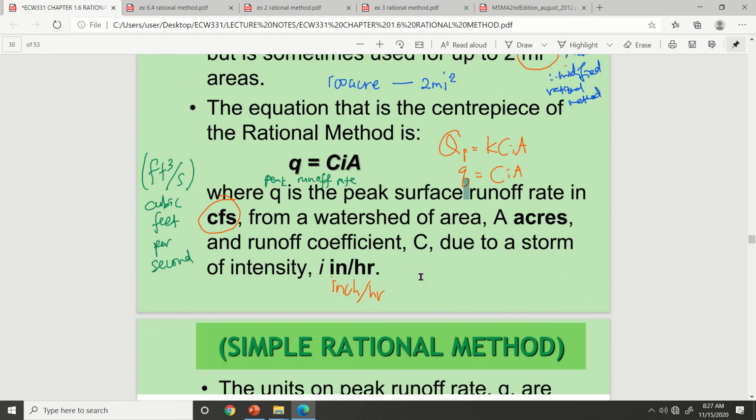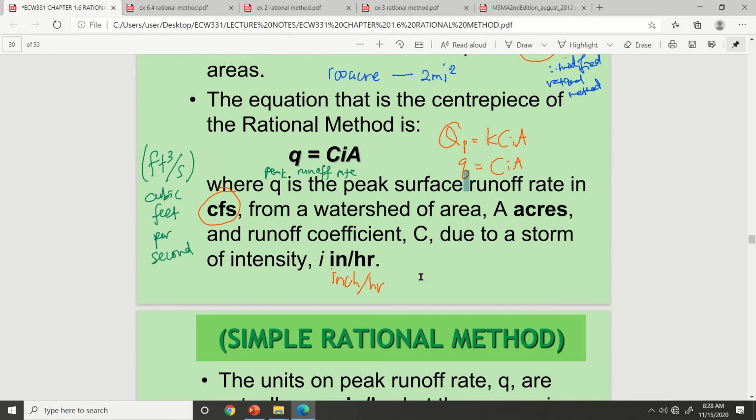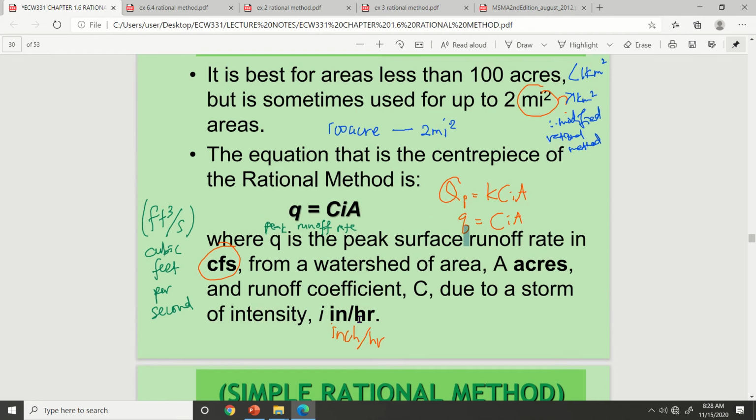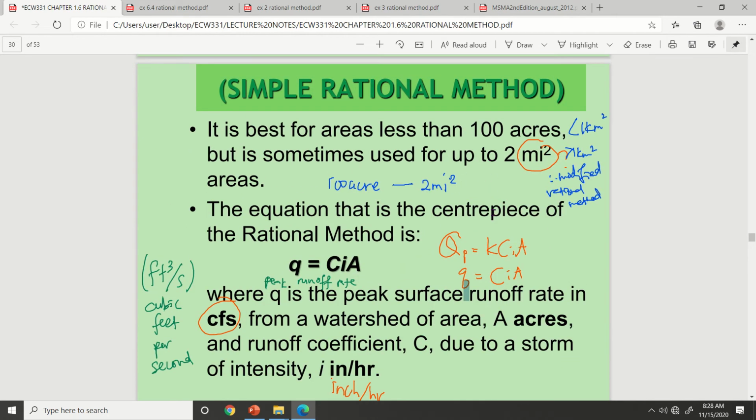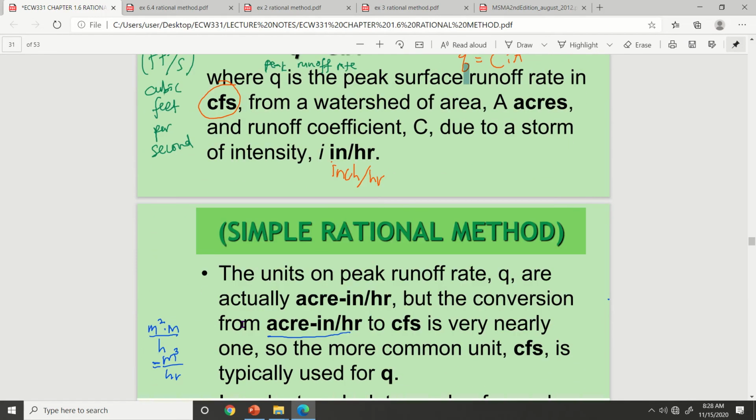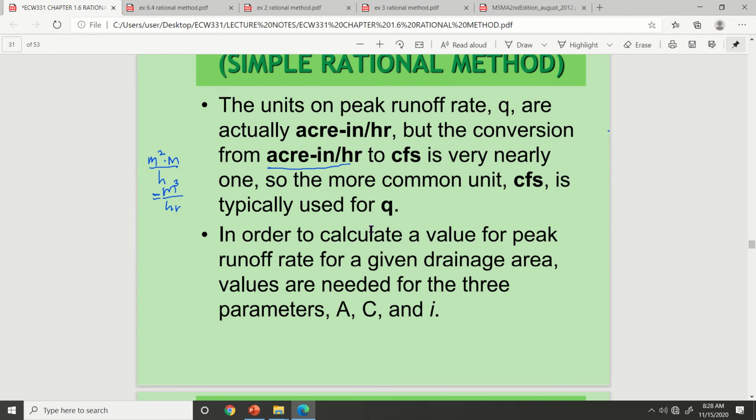But I don't want you to use 0.278 because you have to memorize this one in inch per hour, and then this one in CFS, right? So the unit for peak runoff rate is actually acre inch per hour. So if you convert into metric units, you get meter cube per second, which is okay for peak runoff rate.